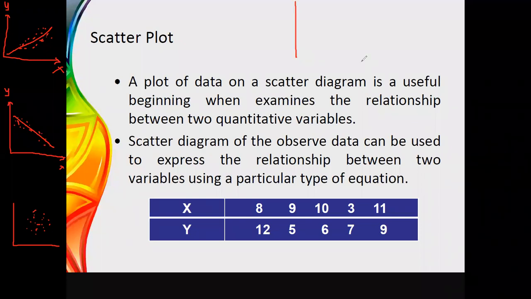To construct this scatter plot, you name two axes, the x-axis and the y-axis, and accordingly you plot the values here. If x is 8, then the y value is 12, and the point is here. Then the point 9 with 5 is somewhat here, then 10 with 6, then 3 with 7 somewhat here, and then 11 with 9. I need to extend this, 11 with 9.